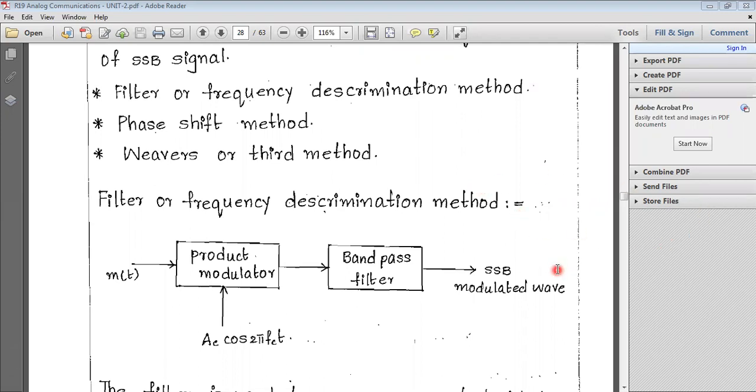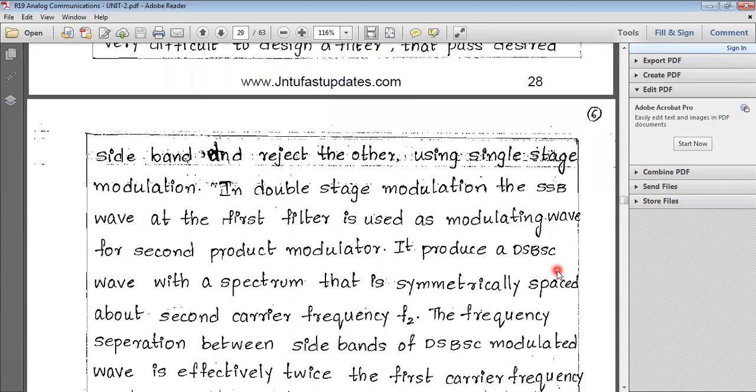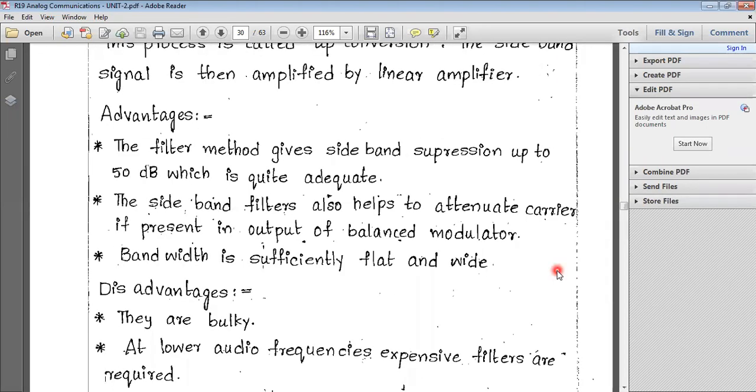Now we discuss the advantages and disadvantages of this first technique. So note down the advantages. Note down the first advantage. It gives the sideband suppression up to 50 decibels. So it perfectly suppresses the sideband up to 50 decibels, which is generally required. So that is the first advantage.